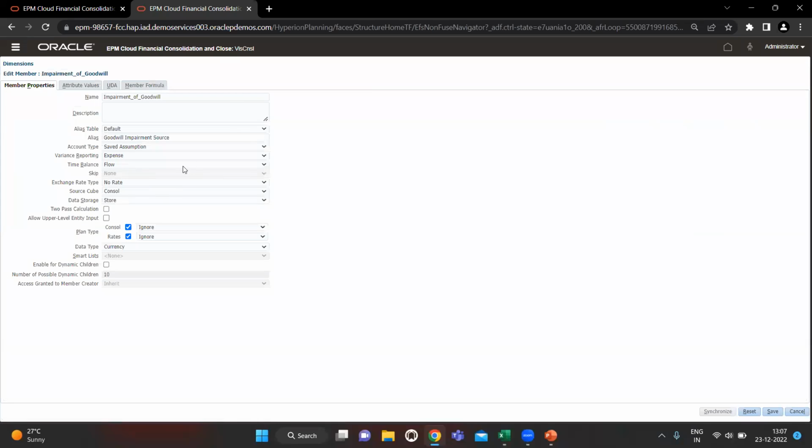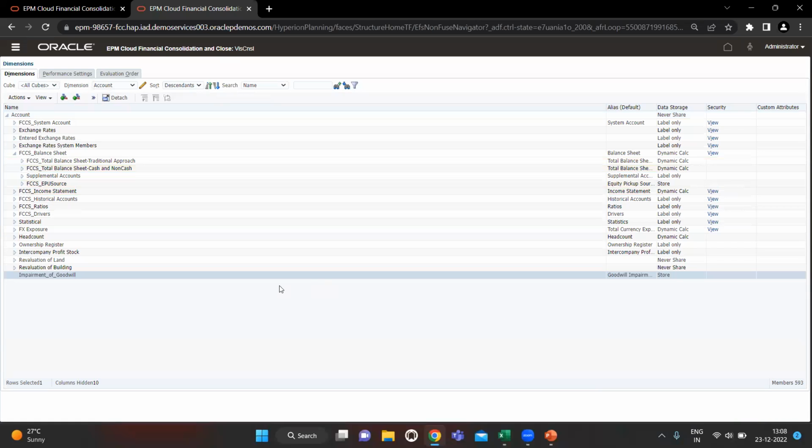Let me show you the account properties first. So you can see the name, alias, and the account type is saved assumption, because we don't have to make it any like asset, liability, or revenue account. And time balance is flow, and the plan type is in console, and rates is ignored. So it is just for the calculation of the impairment of goodwill, and all the data values which come in this impairment of goodwill will get eliminated with the goodwill amount.